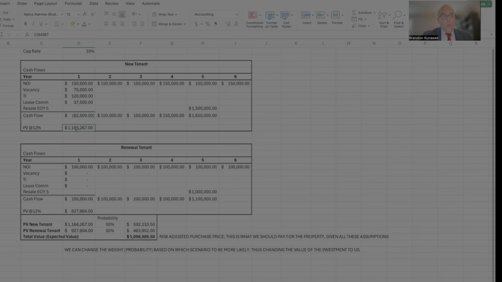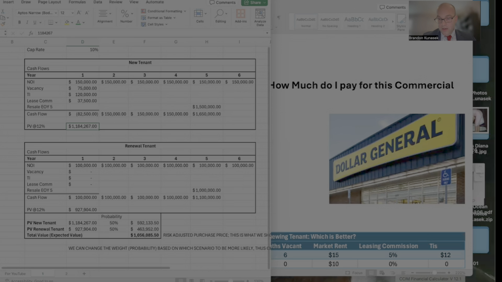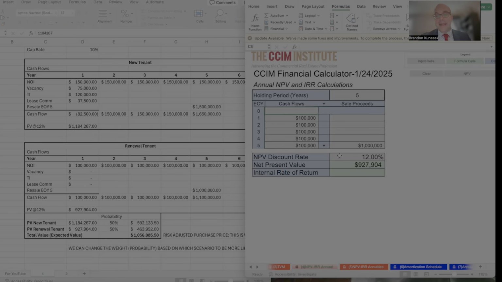Now, we're going to have to take into account the time value of money and the investor's hurdle rate. Our investor that wants to purchase this property has a hurdle rate of 12%. So let me walk you through where I got this 1.184 value. All right, so we're going to hop over here. I am a CCIM candidate, as you can see here.